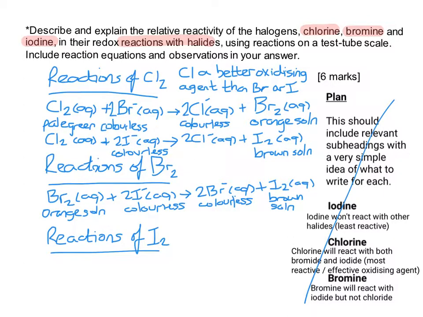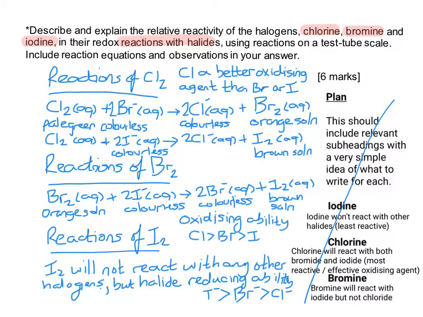So similarly, you can explain the reaction of bromine in this context. It's only going to react with iodide. So the trend in oxidizing ability is chlorine being the strongest oxidizing agent, then bromine, then iodine. So in terms of iodine, it won't react with any other halogens, but in terms of the halide reducing ability, it's a different story. I- is a much better reducing agent than either bromide or chloride.